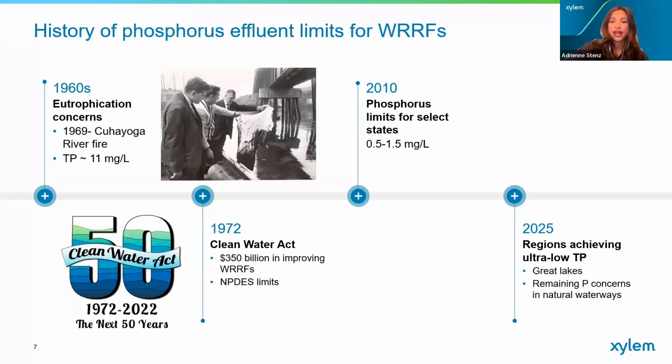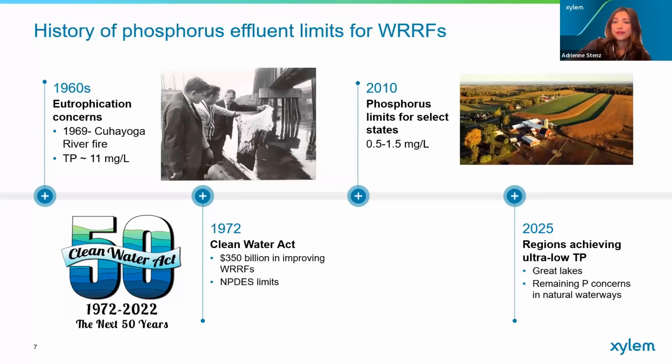The Clean Water Act spent about $350 billion on improving wastewater facilities and implementing NPDES, or National Pollutant Discharge Elimination System, limits, to reduce the amount of nutrients like nitrogen and phosphorus that were getting discharged into our waterways in an effort to clean up our nation's water.